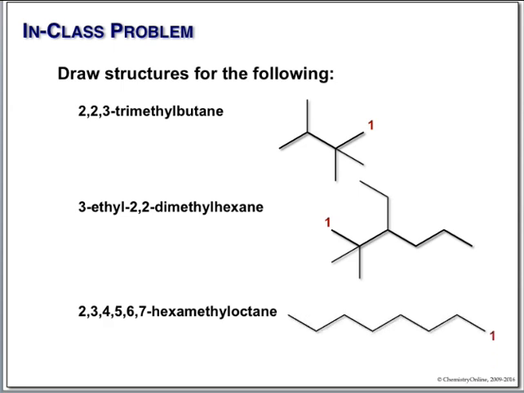We'll let one end be carbon 1. Now, we have hex, that means 6 methyl groups. Where are they? They're on carbons 2, 3, 4, 5, 6, and 7. Each of those has a methyl, and it looks like that.